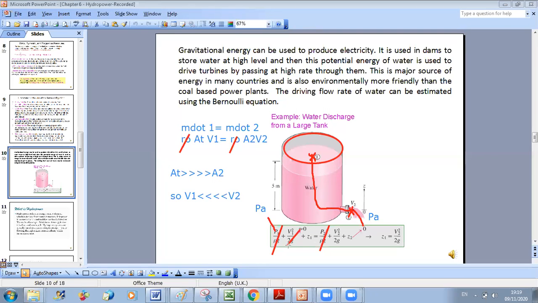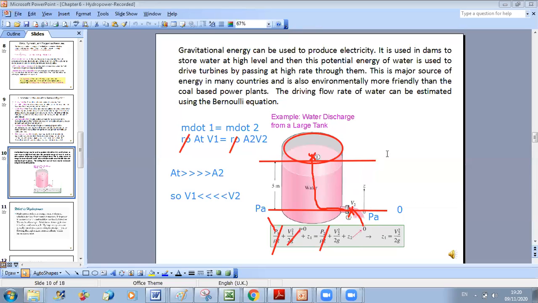And what can I deduce? Now for Z I need a reference. You can take the reference wherever you want. Why? Because what you care about in the end is the variation in Z. So wherever your reference is, delta Z will be the same. Okay? So for example, if you choose this level to be 0 for Z, sorry, if you choose this as the 0 level, Z2 will be 0 and Z1 will be plus 5. Okay? And delta Z will be minus 5.